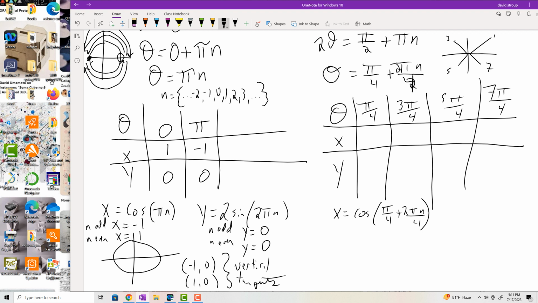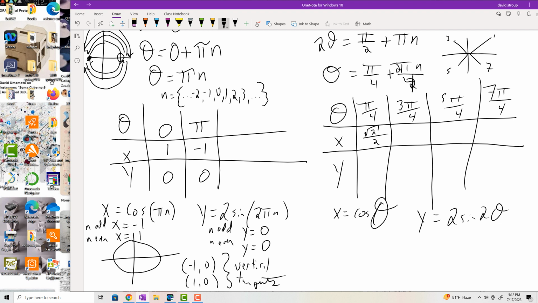Like if I go up to 9 pi/4, that's going to be equivalent to 1 pi/4. If I go back to negative pi/4, that's the same thing you would get if you plugged in 7 pi/4. So I can avoid having to do an "is this even or odd" type analysis just by that observation. Anyways, I got cosine of theta for x, and then for y, I said 2 sine 2 theta. Great. So cosine of pi/4 is √2/2.